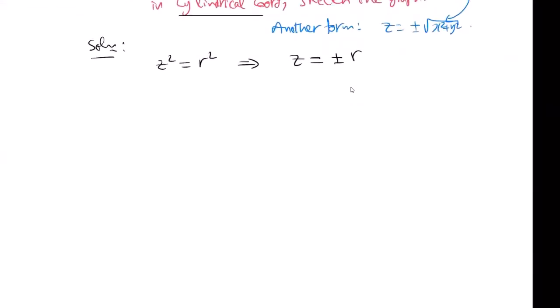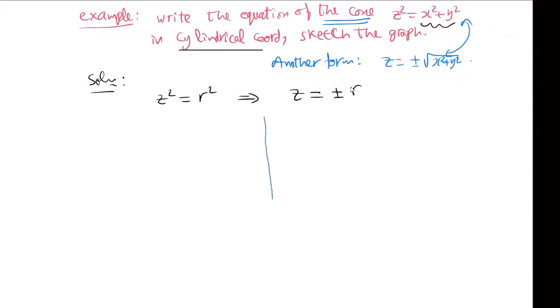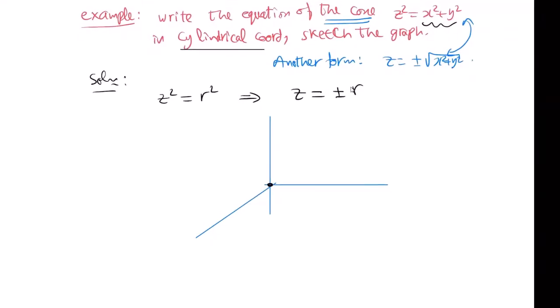The sketch of this, we already have done this before. It's a vertical cone. How to understand it? It's very easy. You can think of z equals 0. When z is 0, you get the circle x squared plus y squared equals 0, which is a point circle at the origin.